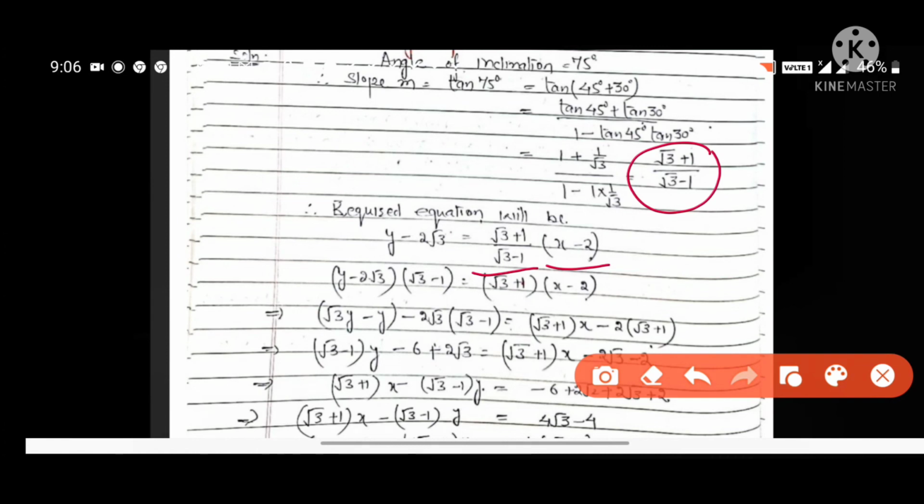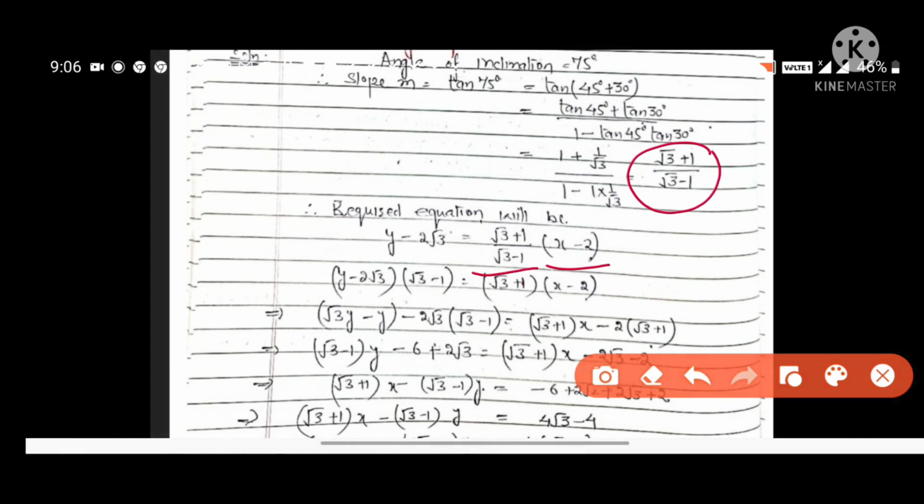Okay students, now you will solve some more examples related to various types of equations. Thank you.